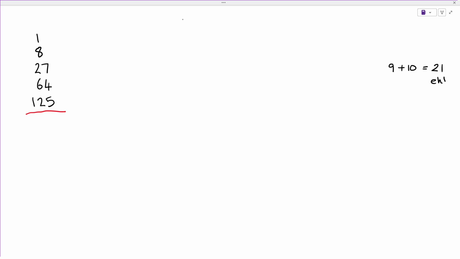Right, so I remember this as 6 cubed is 9 plus 10, so it's 21, and I'm looking for the 6th number. So look, that's the first, second, third, fourth, fifth. I'm looking for the sixth number. So it's 21, 6, 216.